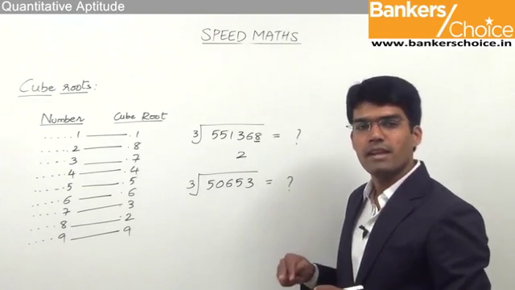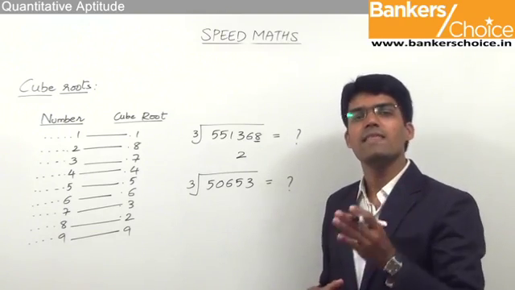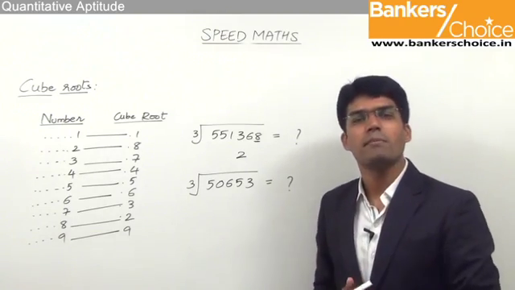Now the second step here again is similar to the second step of square roots. In square roots, we leave the last two digits and check for the remaining part of the answer.